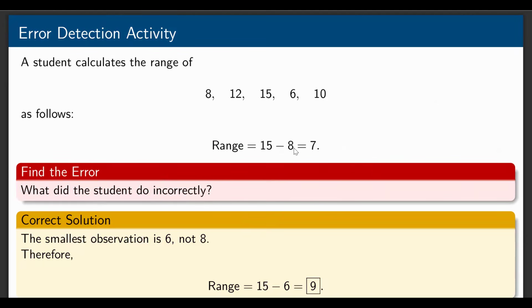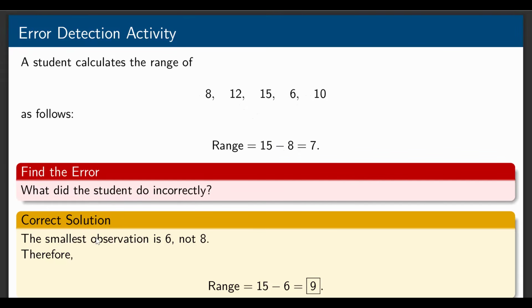the student found the maximum number correctly, which is 15. However, the student wrongly decided on the minimum number to be 8 instead of 6. I am thinking that very likely the student did not arrange the data set in order. If you just look at it without arranging in order, you may miss out on the correct minimum number. So rather than using 6, they used 8 and gave us a wrong value for the range.